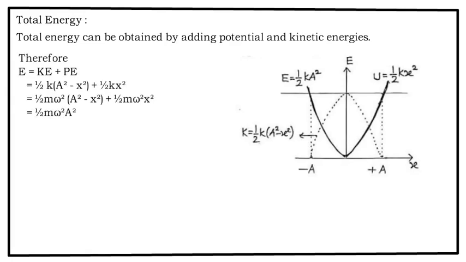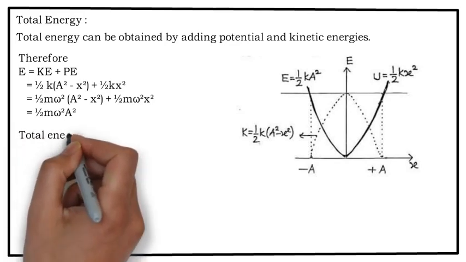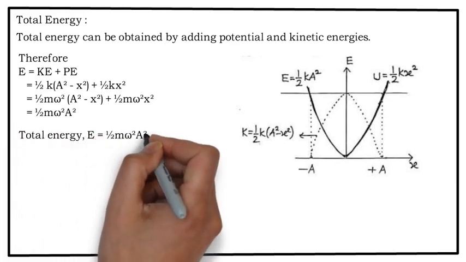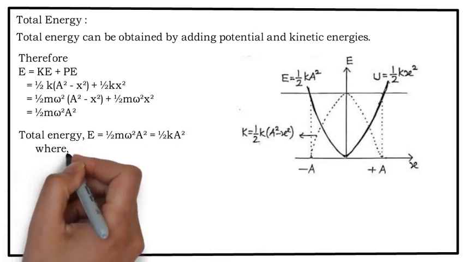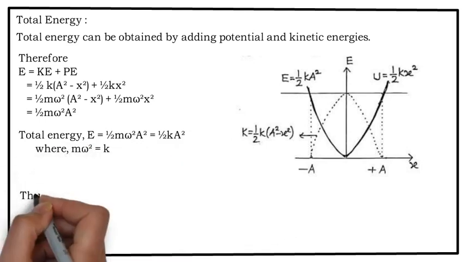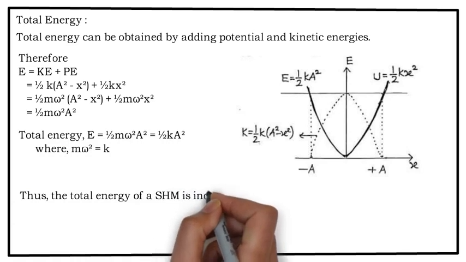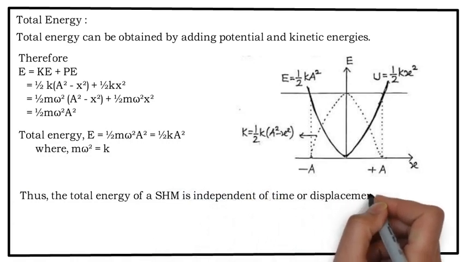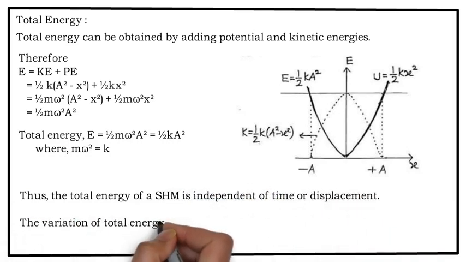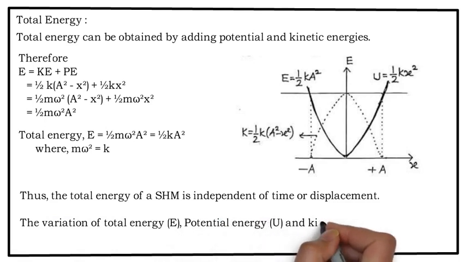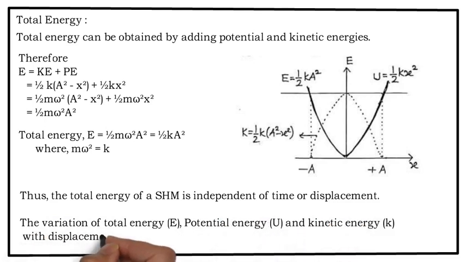Total energy. Kinetic energy plus potential energy, that is equal to half m omega square a square. So total energy E is equal to half m omega square a square, where m omega square is equal to k. Thus the total energy of SHM is independent of time or displacement. The variation of total energy E, potential energy U and kinetic energy K with displacement x.